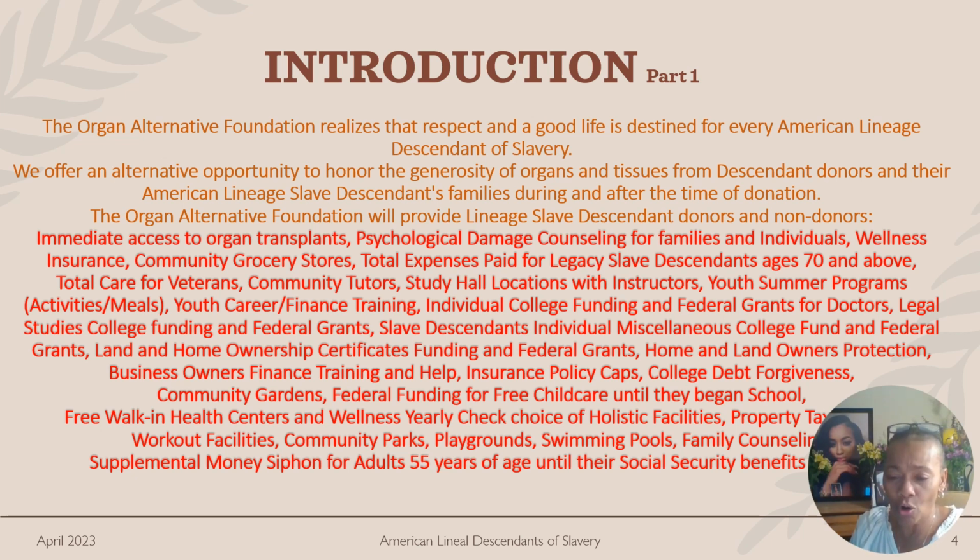Funding, federal grants, home and landowner protection. So the grants from our organization will be able to help us get homes and protection for our land, so nobody can take our property anymore. As a slave descendant, you will not be able to have the property taken from you. No one.